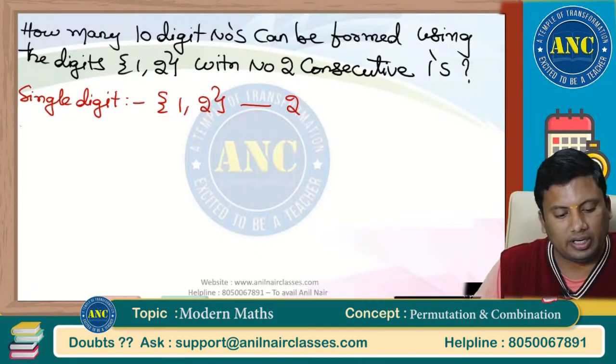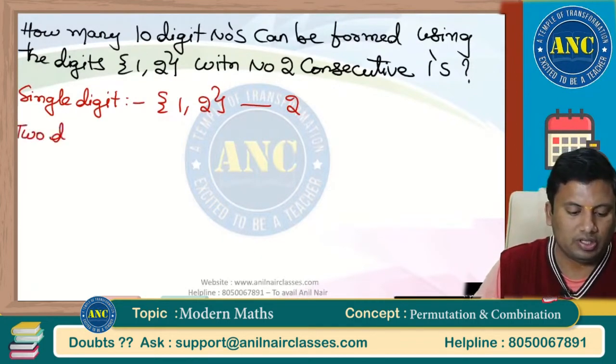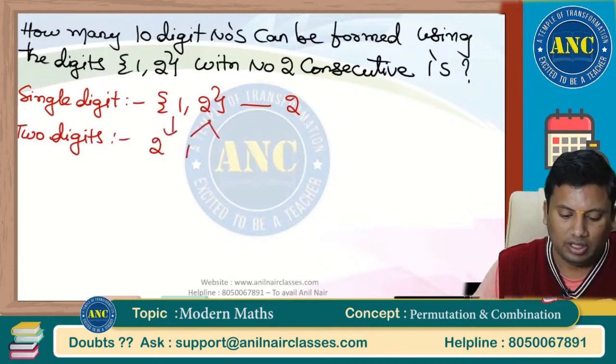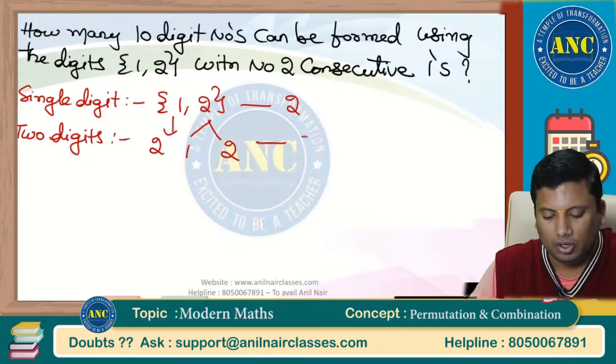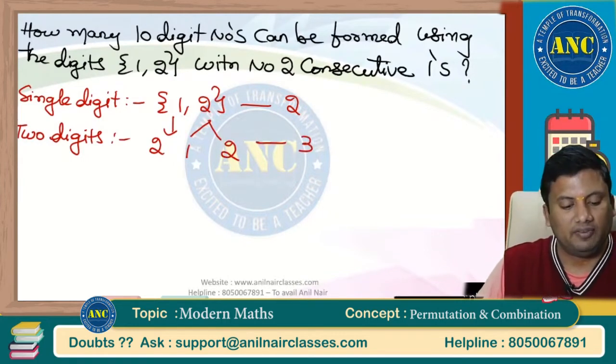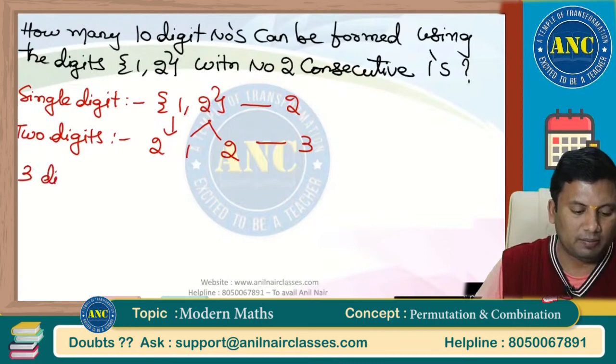No 2 consecutive ones. If it is 2-digit numbers, 2 ones should not appear. So with 1 it can be 2. With 2 there are 2 ways: 1, 2. Total how many ways are there? 3 ways are there.